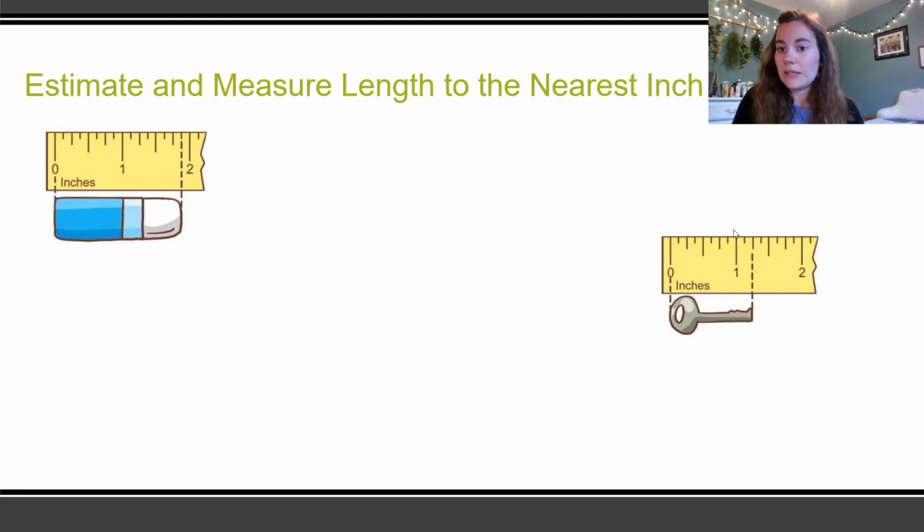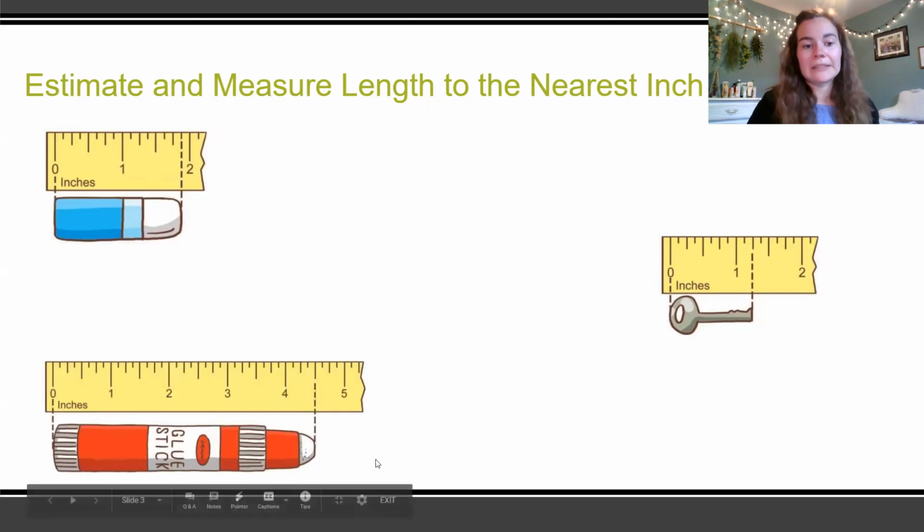So if it is between the 1 inch and the halfway point, it's closer to 1. If it is at the halfway point or to the next number, then it's this number, so it would be 2. But because it is between the 1 and the half mark, it's going to be closer to 1. So I would say this key is about 1 inch long.